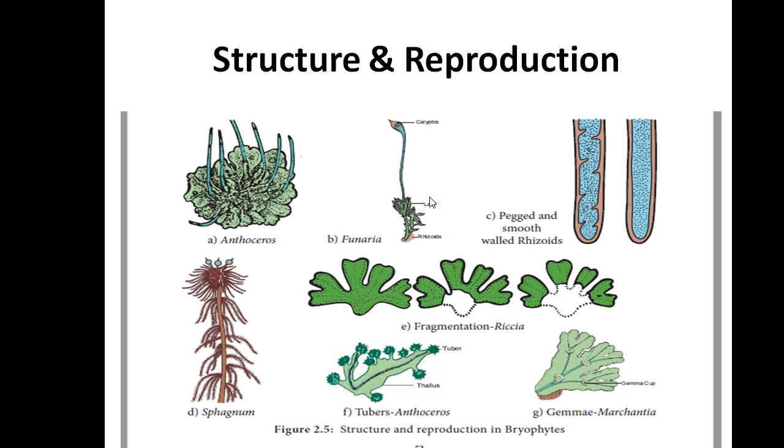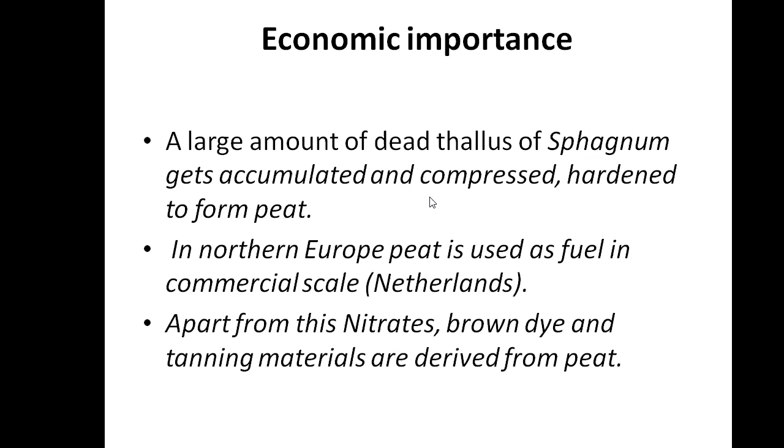This is just a structure and reproduction diagram of the bryophytes. Next, economic importance of bryophytes. A large amount of dead thallus of Sphagnum accumulates and is compressed to form peat. Peat is somewhat like manure-like substance. In North Europe they use this as fuel for vehicles. Apart from this, nitrates, brown dye and tanning materials are derived from peat.